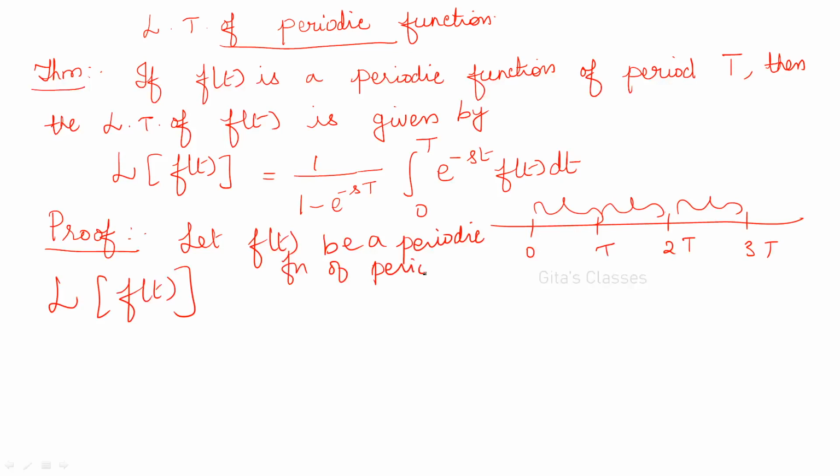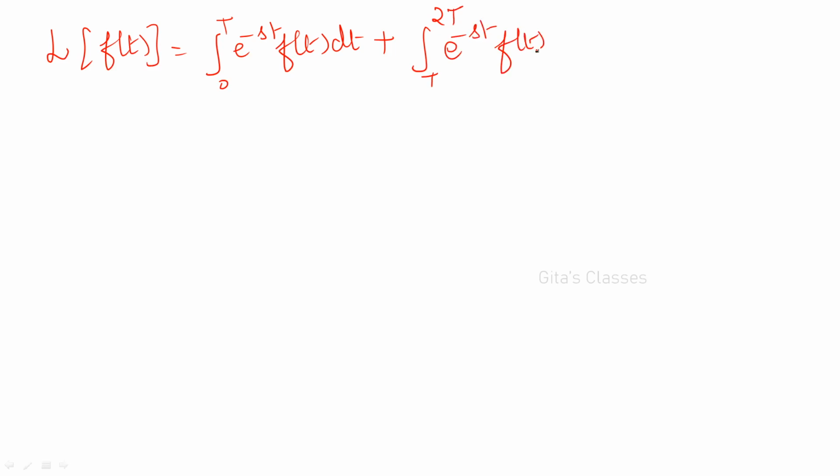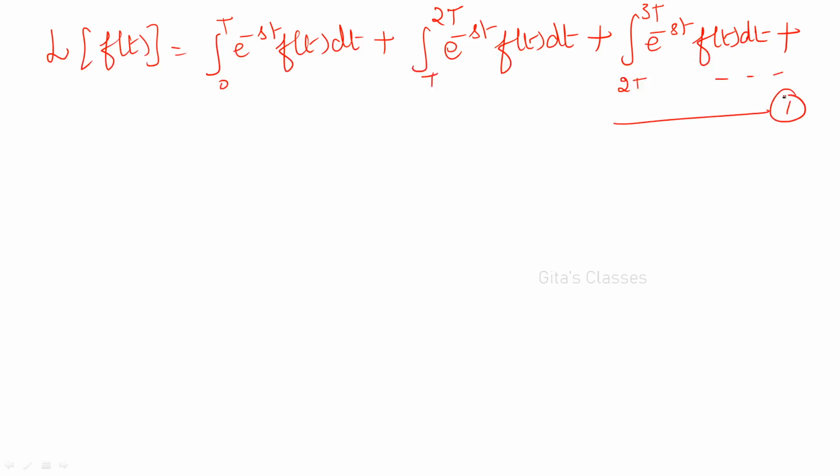of period T. So by definition, what is L of f(t)? Integral 0 to infinity e power minus st f(t) dt. But what do you know? From 0 to T it is defined, and T to 2T it is the same function, and so on. So I am going to split it. L of f(t) is equal to integral 0 to T e power minus st f(t) dt plus integral T to 2T e power minus st f(t) dt plus integral 2T to 3T e power minus st f(t) dt plus etc. It goes on like this. Let this be equation number 1.